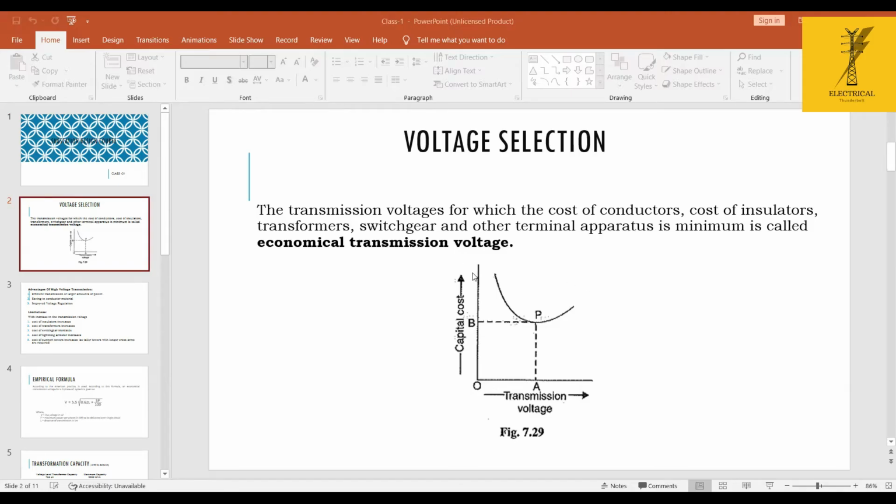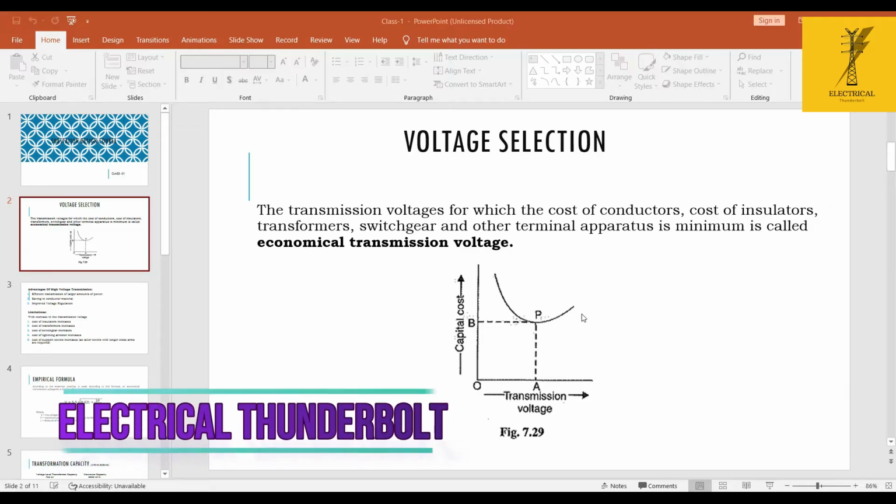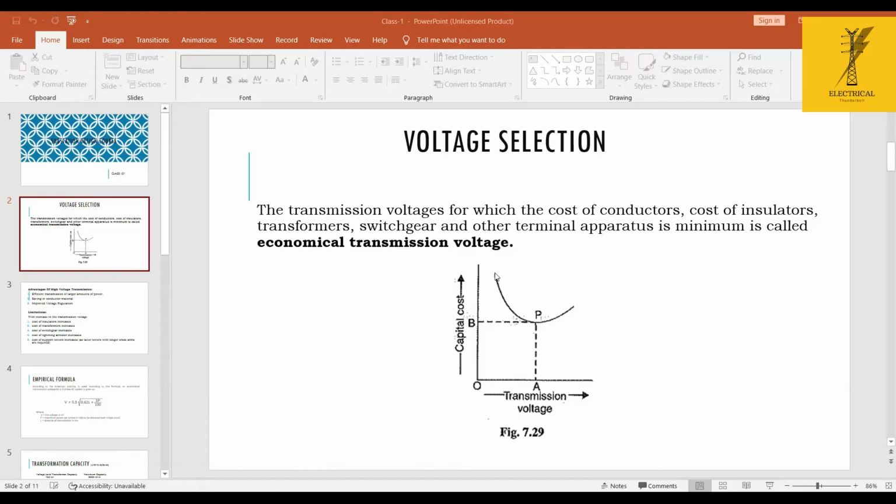Let's see this. This is my capital cost, and this is the transmission voltage. If I am comparing 33 kV to 220 kV and 400 kV, this is my 33 kV. To establish a 33 kV system, the transmission lines, conductors, cost of insulators, everything is costlier.